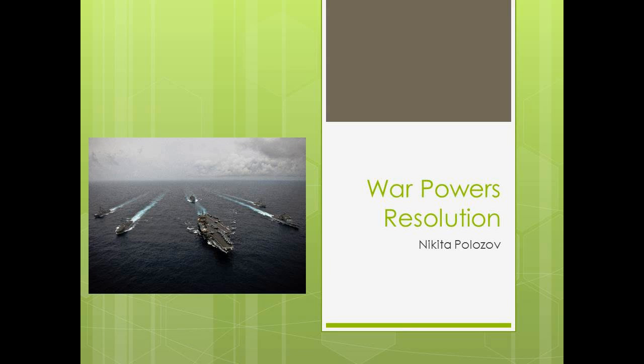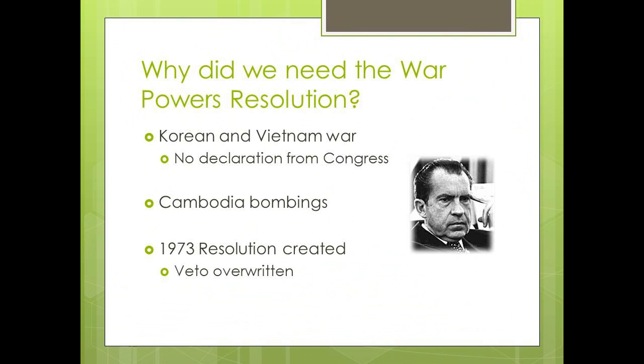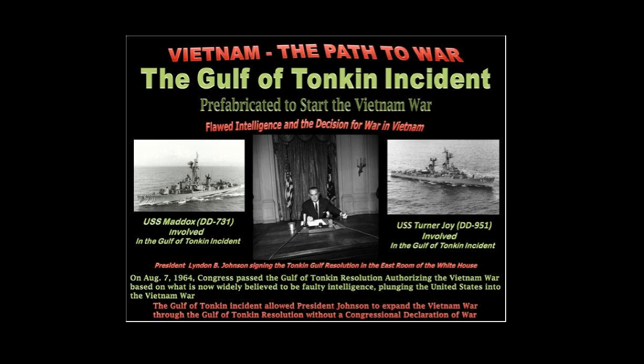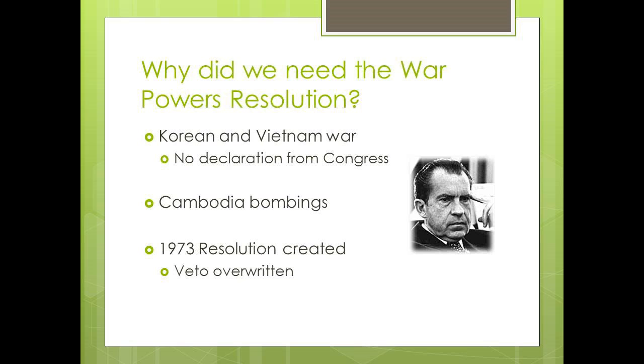The War Powers Resolution. Before we talk about the actual resolution itself, it is important to know what has caused such a resolution to be passed. So, during the Cold War, the United States found itself in several conflicts without any kind of formal declaration of war from Congress. Such was the case in the Korean War and then later in the Vietnam War, in which Congress passed the Gulf of Tonkin Resolution to give powers to the president to use military force in Southeast Asia.